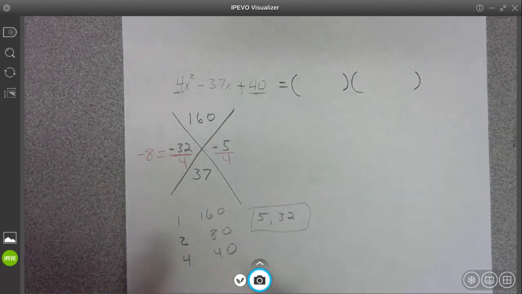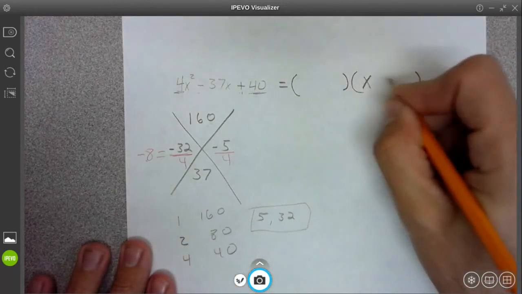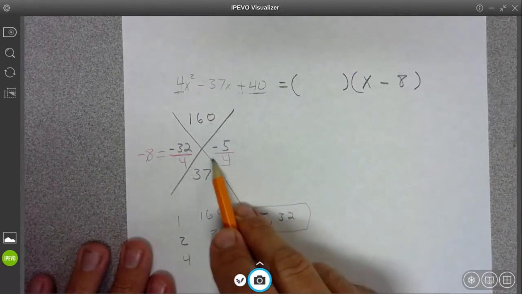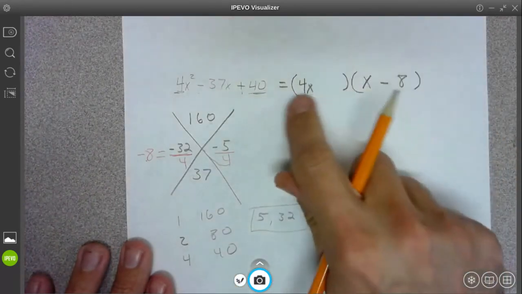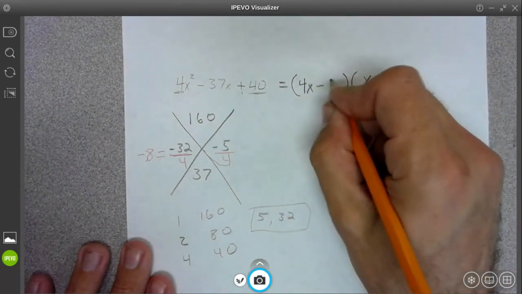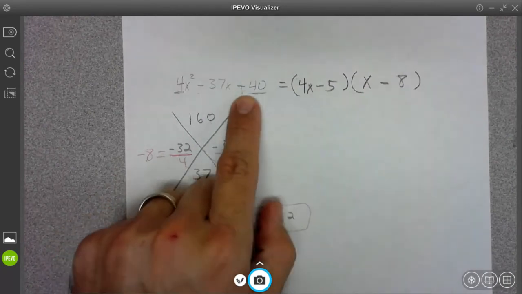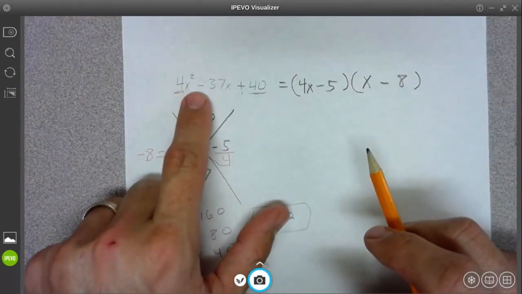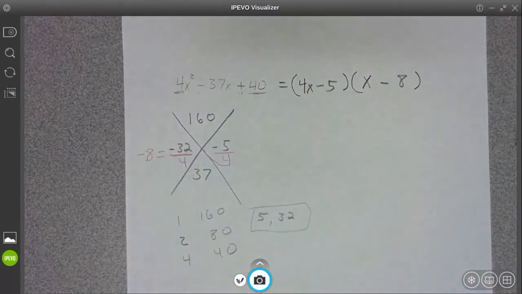So here's where our factors come in. X minus 8 is one of the factors. And then 4, we're going to bring that 4 up, remember? So the denominator becomes your number out front here: 4x minus 5. Okay. Notice they're the same signs, negative and negative, and they are both negative. If you were to multiply this out, you would get the original.